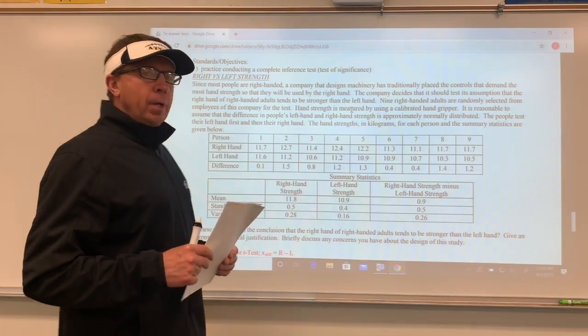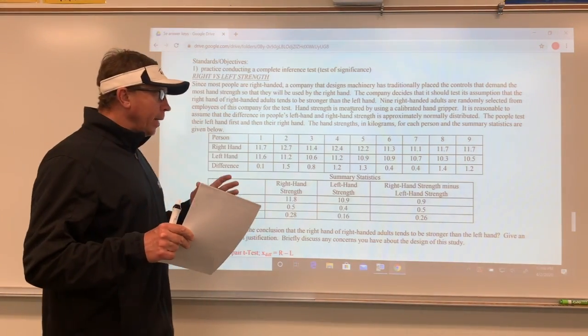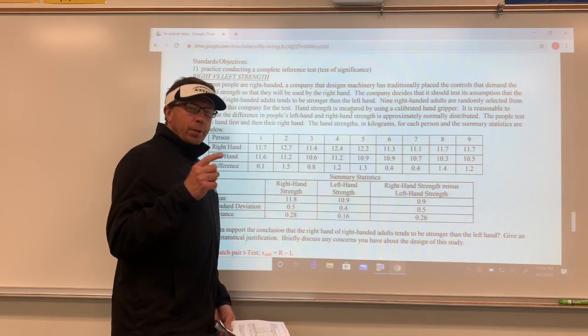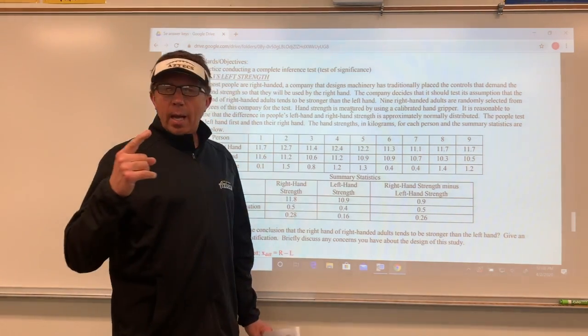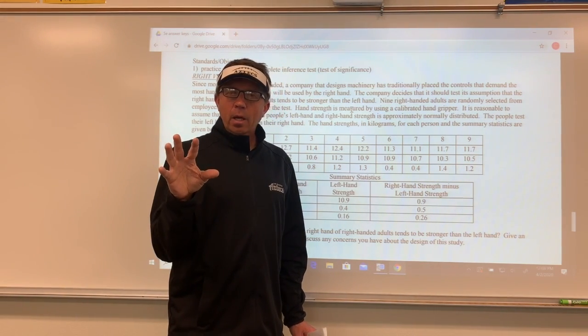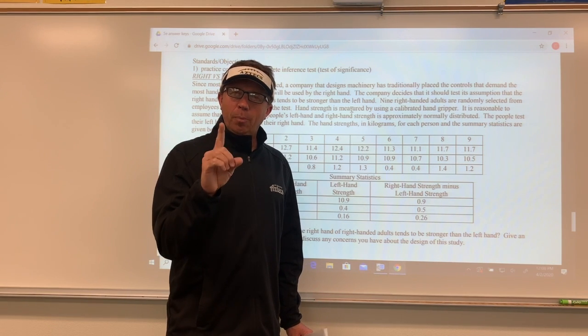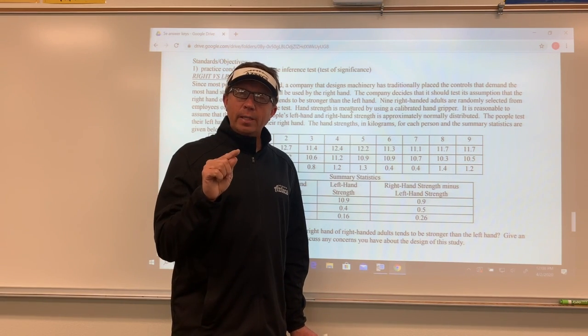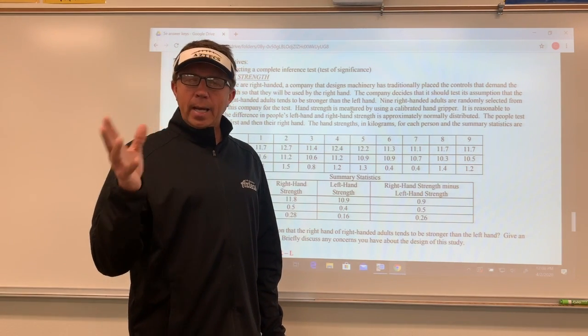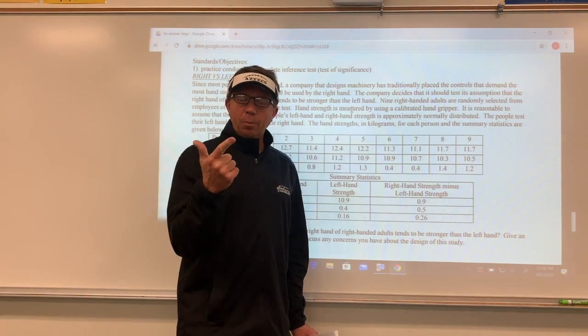Okay, this is chapter 9, day 12. Chapter 9 is really long. It involves two types of tests: a test for a single mean, often called a t-test, and a test for a single proportion, which is often called on Texas Instruments 1 prop z test. Okay, so tests for means and proportions.